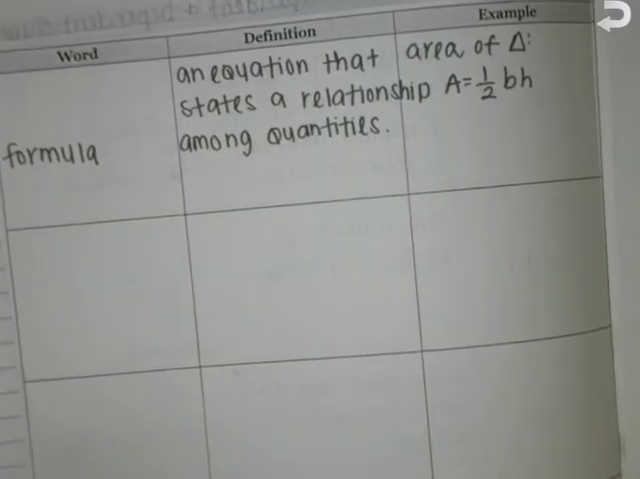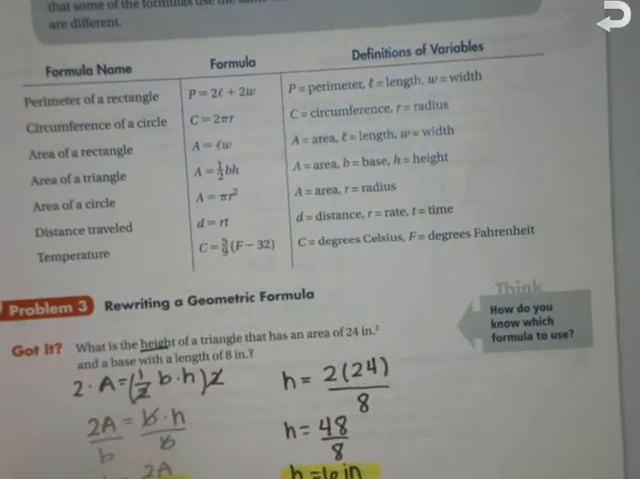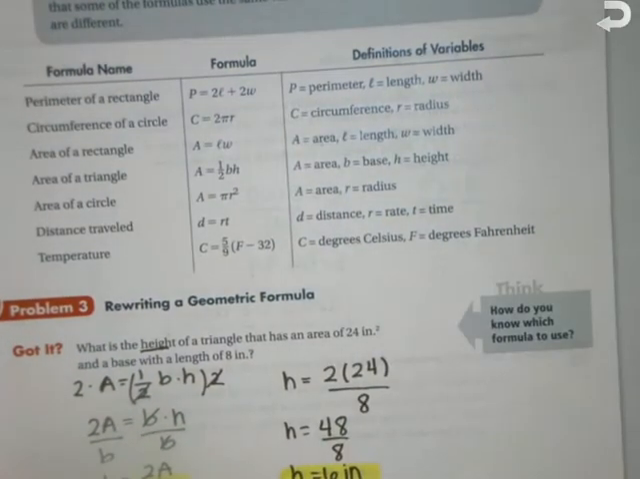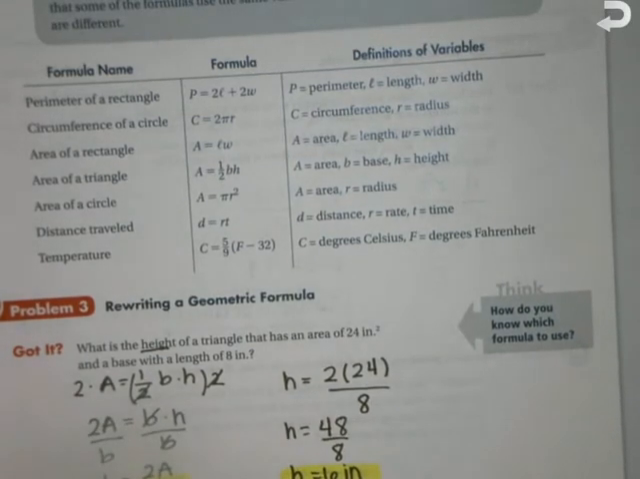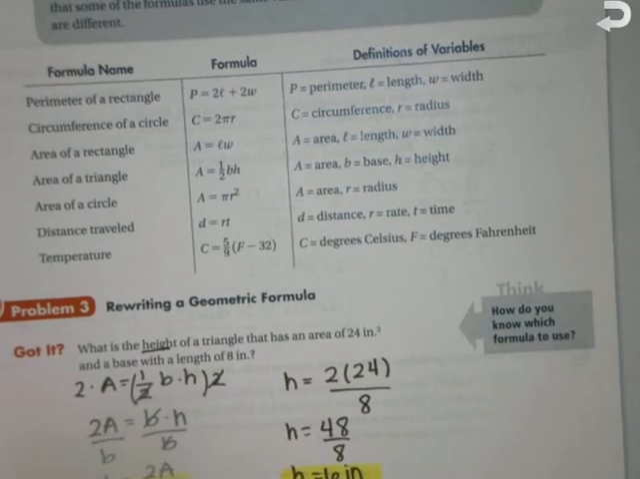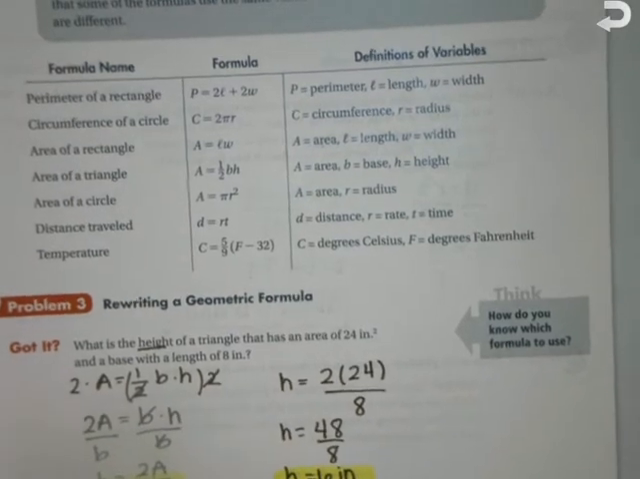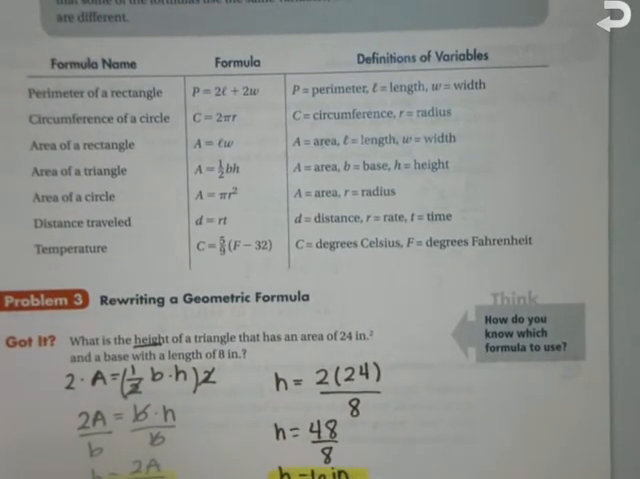If you guys look in your book on page 31, they actually give you a whole bunch of commonly used formulas. Okay, so if you ever need a formula, check that page because it might have the one that you need. Okay, so looking on here, is there a formula for the circumference of a circle? Yeah, 2 pi r, right? So let's write that in our notes.